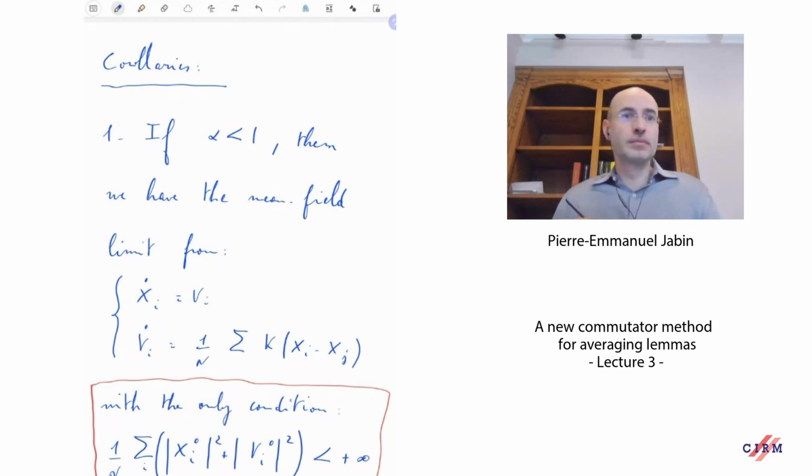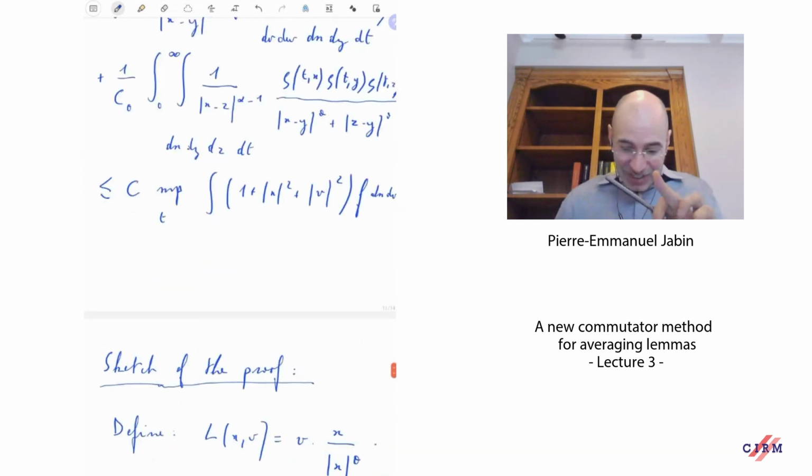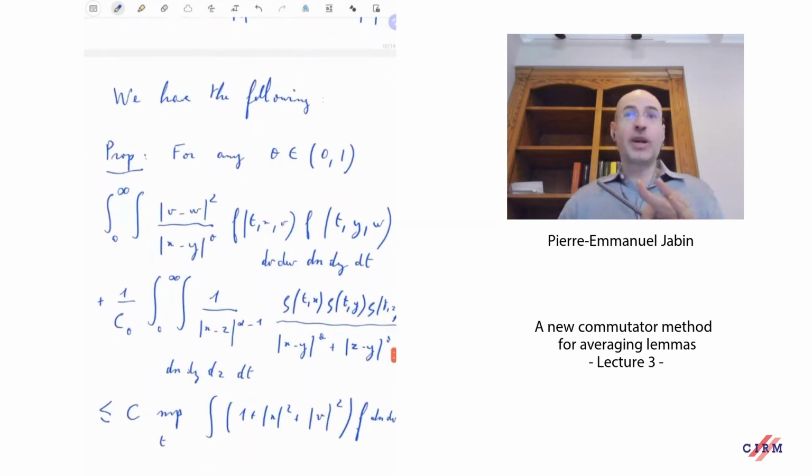There's a question by Maxime. Yeah. So this is true for any alpha. The proposition that you see on the slide now is true for any alpha, again, as long as you can correctly define a weak solution. But the mean field limit, I don't know how to do it, of course. This is the other part of the question.